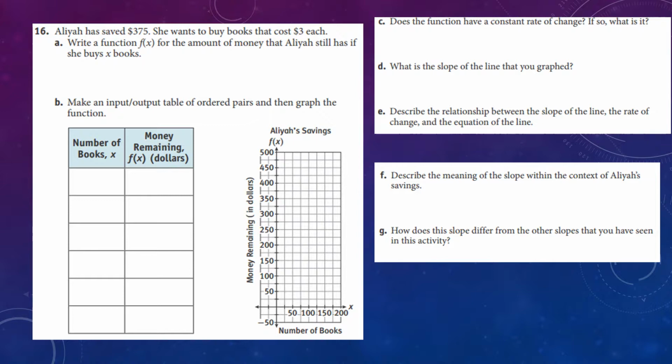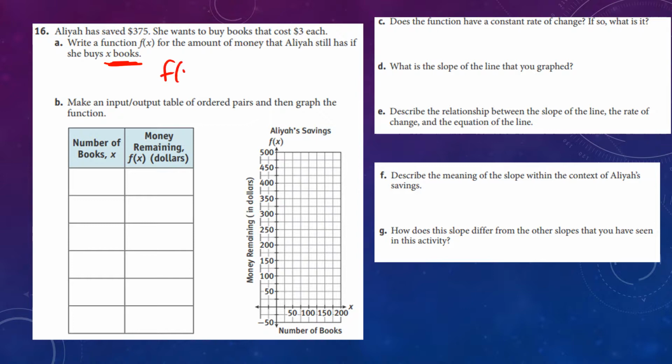So we're going to talk about Aaliyah here, who has saved $375. She wants to buy books that cost $3 each. Those aren't very expensive books. And they want us to write a function, f of x, for the amount of money that Aaliyah still has if she buys x books. So they've told us that x is going to stand for books, and they want function notation.